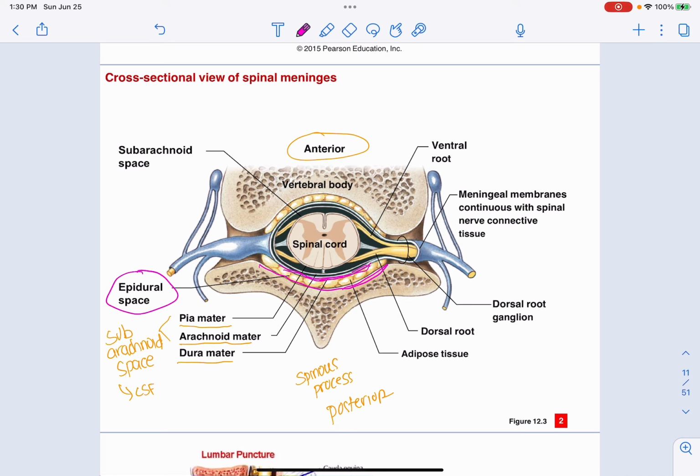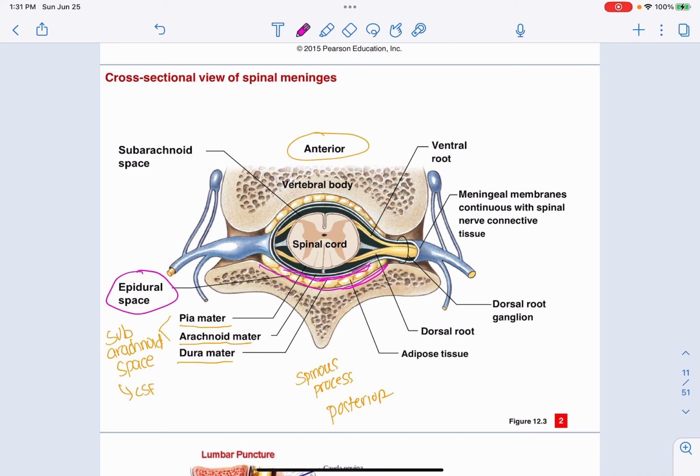So why are these two spaces important? Clinically, you've probably heard of an epidural, right? So women who are delivering babies often get an epidural, and so this space becomes important because we can deliver a drug into this epidural space.